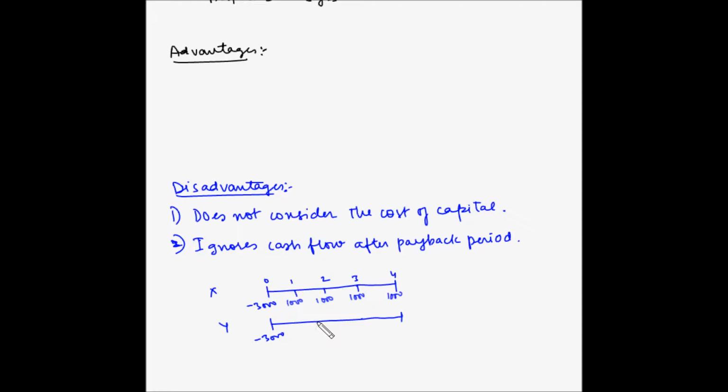Now project Y will not produce any cash flow for the first 4 years, but then generate a cash inflow of 10 lakh rupees in the 5th year. So 0, 0, 0, 0, and in the 5th year the cash inflow is 10 lakh rupees.